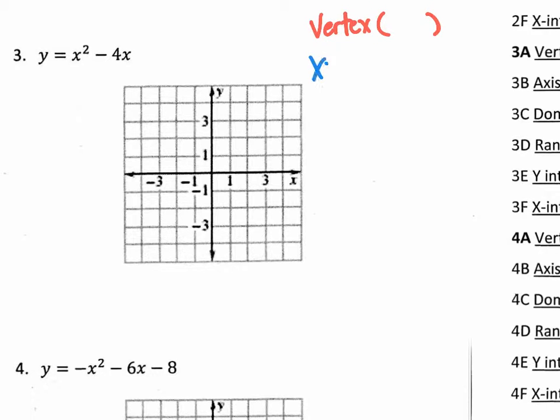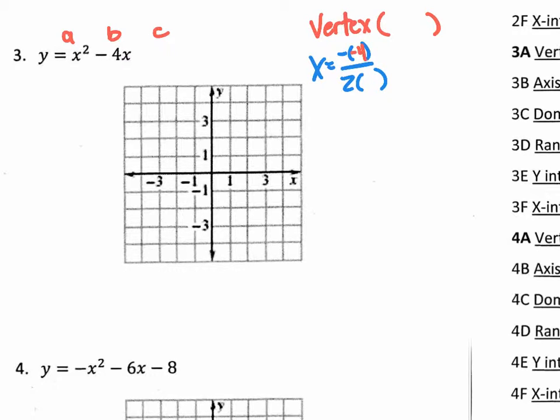And we're going to use the formula x equals -b over 2 times a. And of course the a value is what? 1. The b value is what? -4. The c value is what? 0. You don't need the c value anyway. Okay, so the b value is -4.